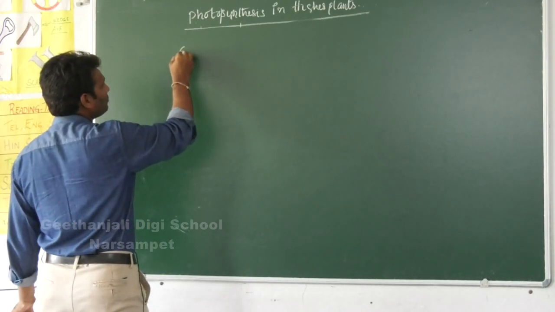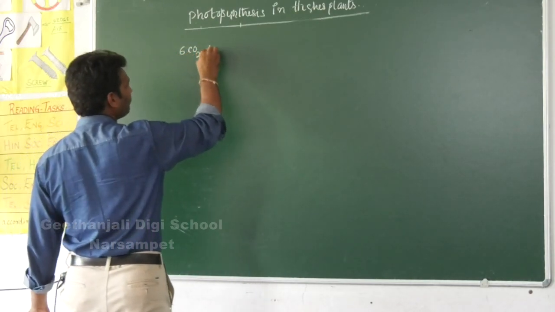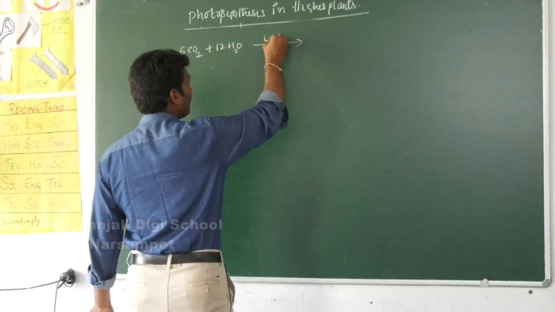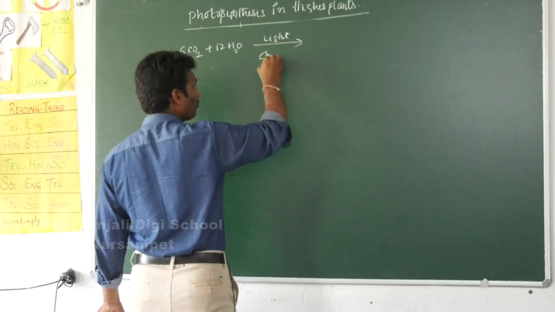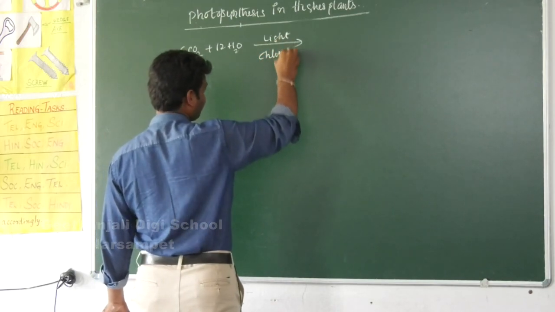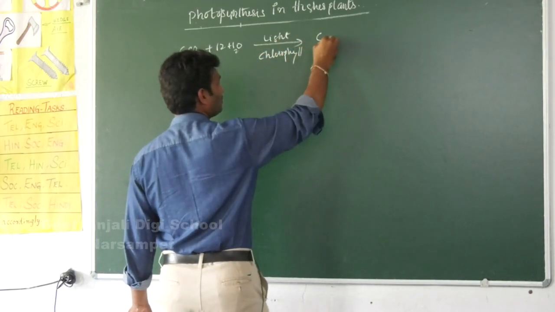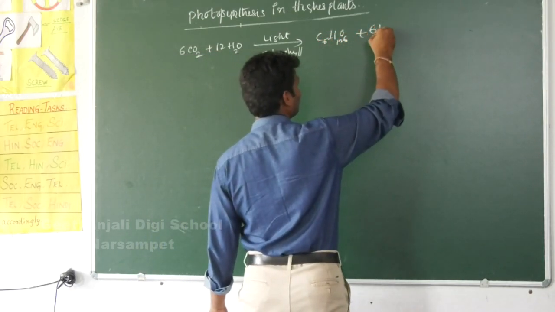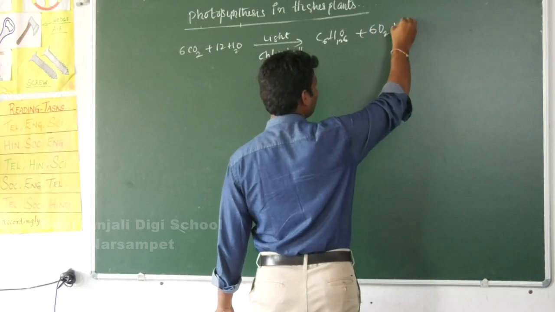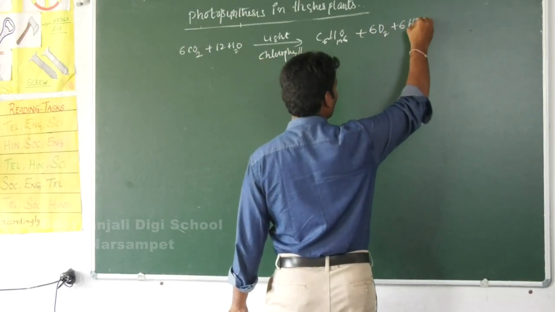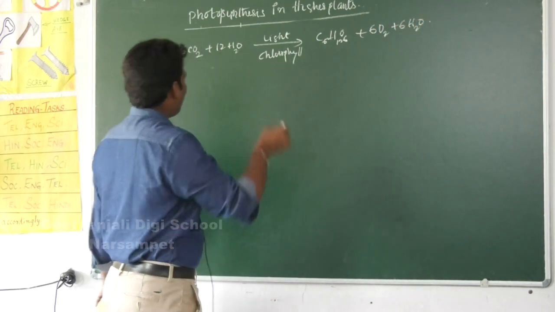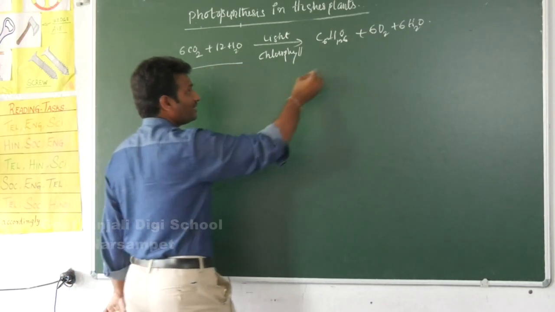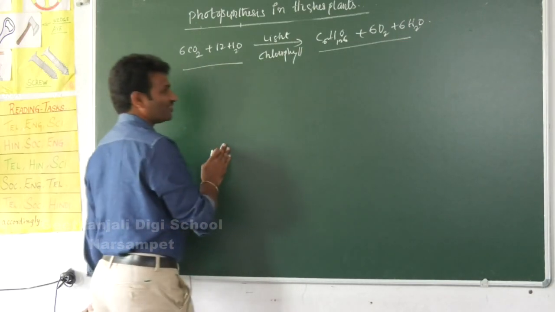Now when you see this reaction, 6CO2 and 12H2O, in the presence of light and chlorophyll or chloroplast, gives rise to C6H12O6, 6O2 and 6H2O. The first two are known as the reactants of photosynthesis. The latter are known as the products of photosynthesis.